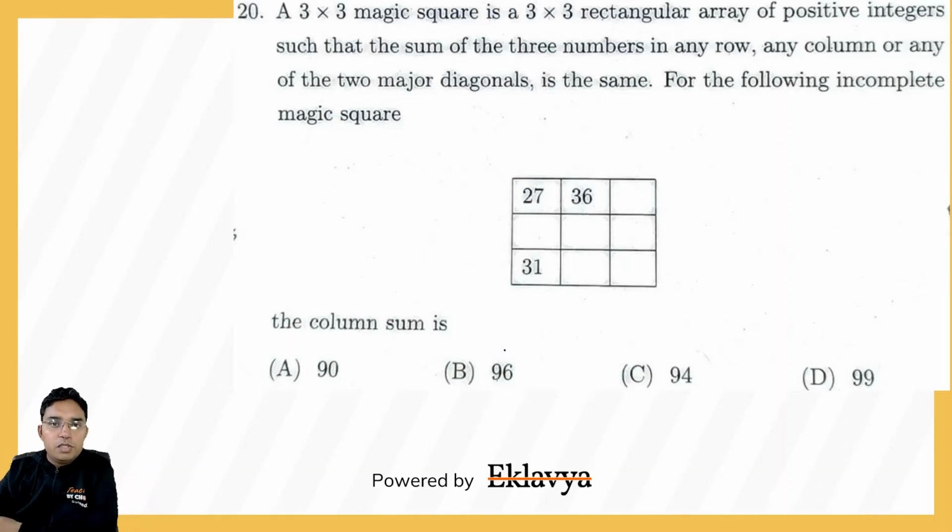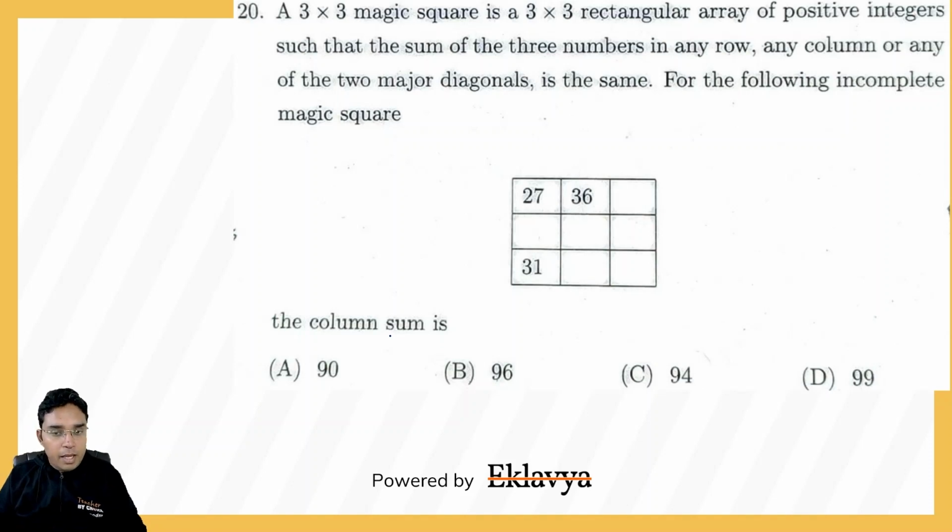Now coming to question number 20. We are given that a 3 by 3 magic square is a 3 by 3 rectangular array of positive integers such that the sum of the three numbers in any row, any column, or any of the two major diagonals is the same. For the following incomplete magic square, the column sum is, okay, so the sum along 3 rows, 3 columns, and 2 diagonals will be the same. Then we have to find this sum, column sum or row sum.